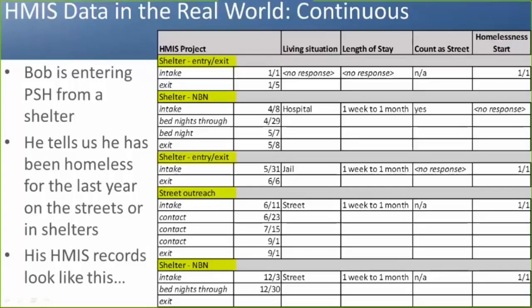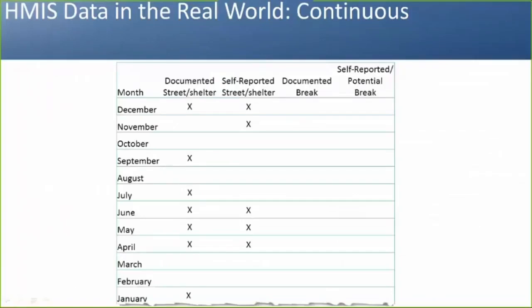Based on categorizing each of these records according to the programming specifications, the resulting summary table shows that December, September, April through July, and January, 7 months, have at least one encounter that counts towards documenting his chronic status. The report also shows that Bob has no documented breaks during the time that he tells us he was continuously homeless.